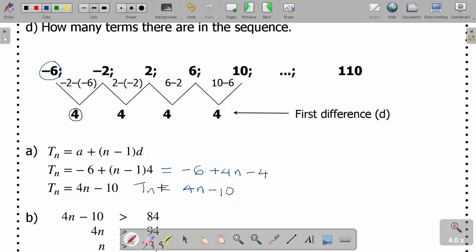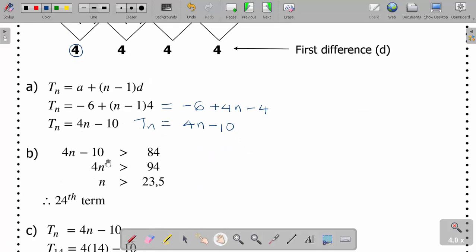Now they asked which term is greater than 84. After getting our Tn as 4n minus 10, we say it is greater than 84, and then we solve this inequality. The -10 becomes positive, giving us 94 on this side, then divide by 4, which gives us n greater than 23.5. So we take the immediate whole number after 23.5, which is 24. So the term which is bigger than 84 is the 24th term.